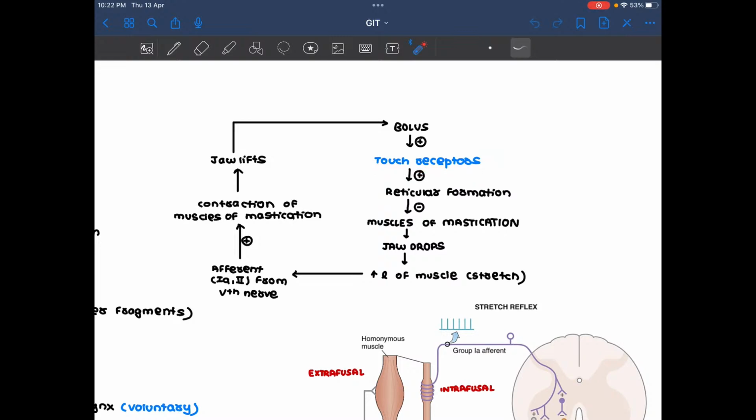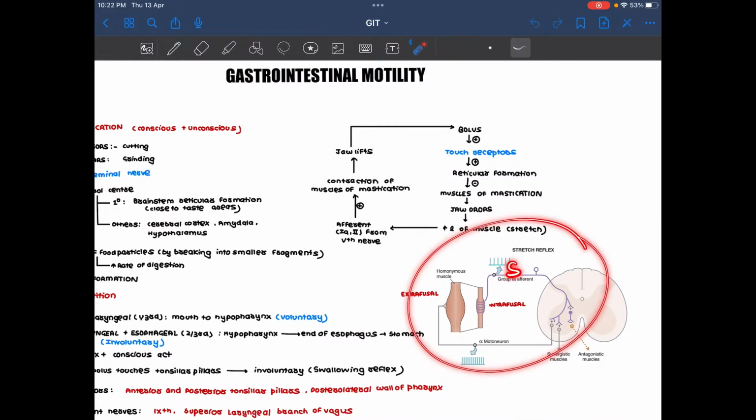जब touch receptors stimulate होंगे, this is going to stimulate your reticular formation. And whenever the reticular formation gets stimulated, it's going to inhibit your muscles of mastication. So what's going to happen is your jaw जो है आपका वो drop कर जाएगा, ठीक है. And whenever the jaw drops, we know whenever a muscle lengthens, what's going to happen? It's going to increase the length of the muscle, and that's going to initiate the stretch reflex.